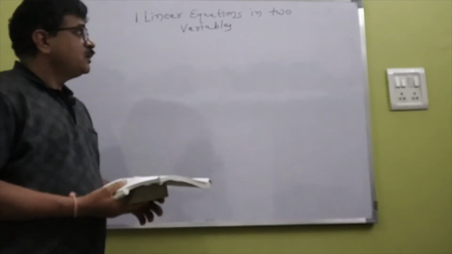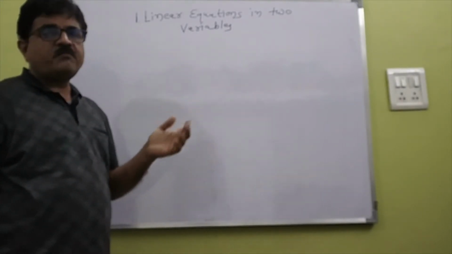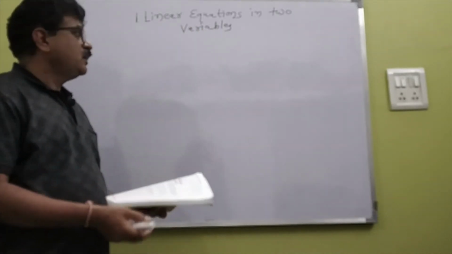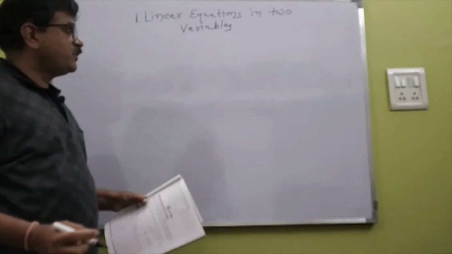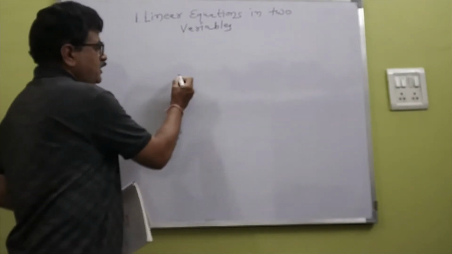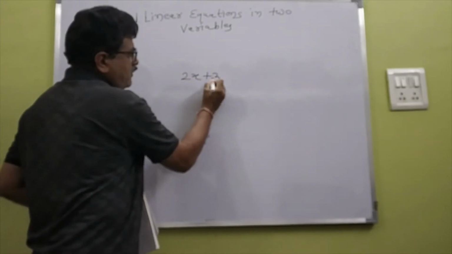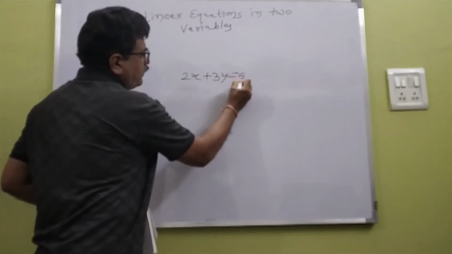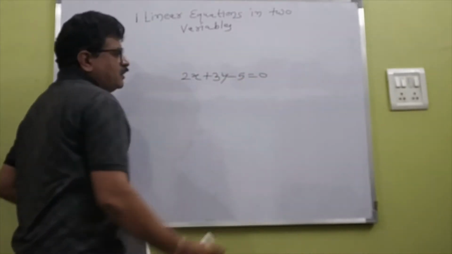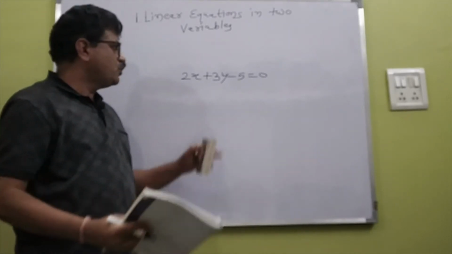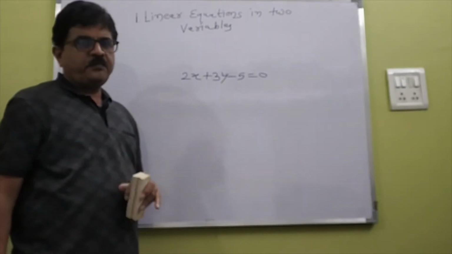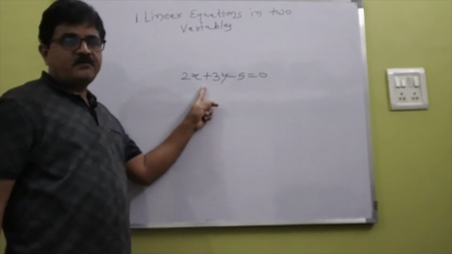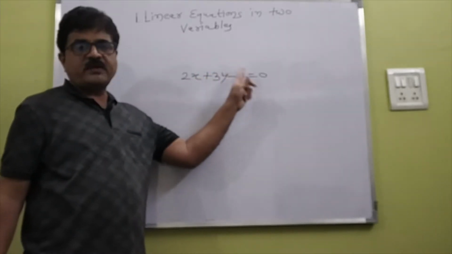Hello students, today we have to see the first chapter of math, that is linear equations in two variables. Here we will first see what a linear equation in two variables is. Suppose 2x plus 3y minus 5 is equal to 0. This equation contains two variables x and y, and the degree of the terms which contain variables is 1. Here the degree is 1, here also the degree is 1.